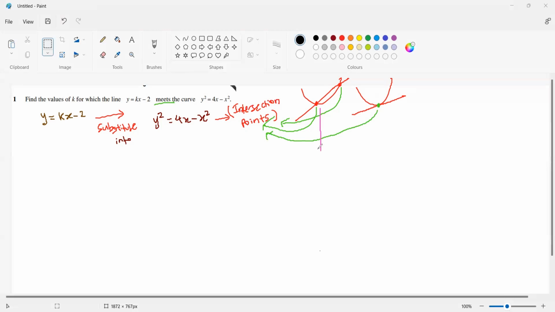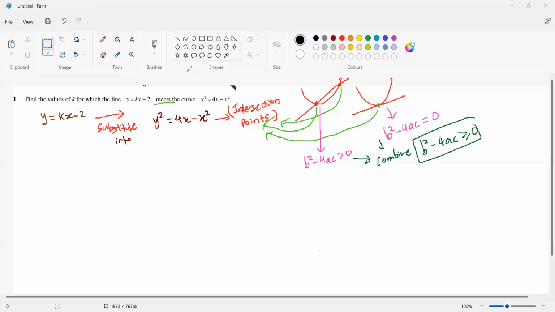So for case 1, the discriminant of a quadratic must be bigger than 0. That means the quadratic formed by the simultaneous equation. And for the tangent case, b squared minus 4ac must be equal to 0. So combining these 2 facts, that is why we need the discriminant of this resulting quadratic equation to be bigger than or equal to 0. Okay, that's the theory behind it. Now, how to solve this question.